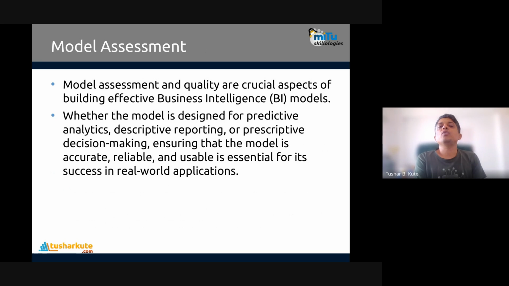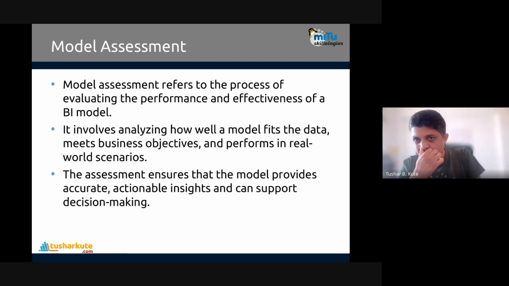So model assessment and quality are crucial aspects of these BI models, whether the model is designed for predictive analytics, descriptive reporting, or prescriptive decision making. Ensuring that the model is accurate, reliable, and usable is essential for its success in real-world applications. You should know how useful the model is. We have to assess the effectiveness or accuracies of these respective models. Now we evaluate the performance and effectiveness of it. Two things are there: how well the model is performing, and what is the effectiveness of it. What is the accuracy of it?